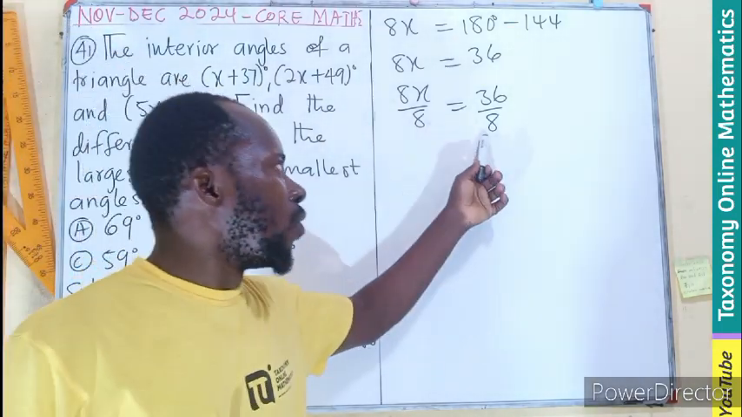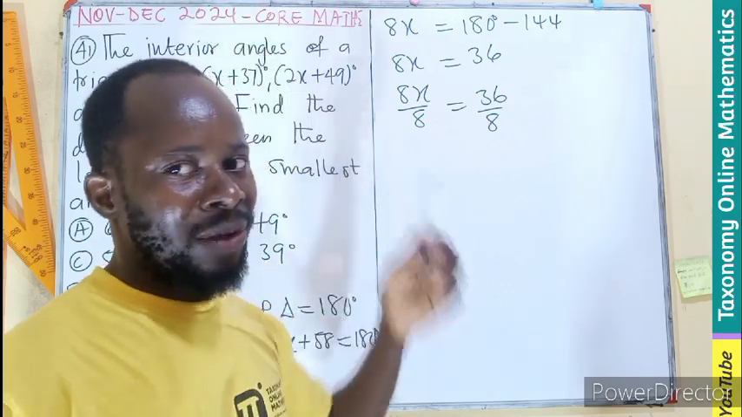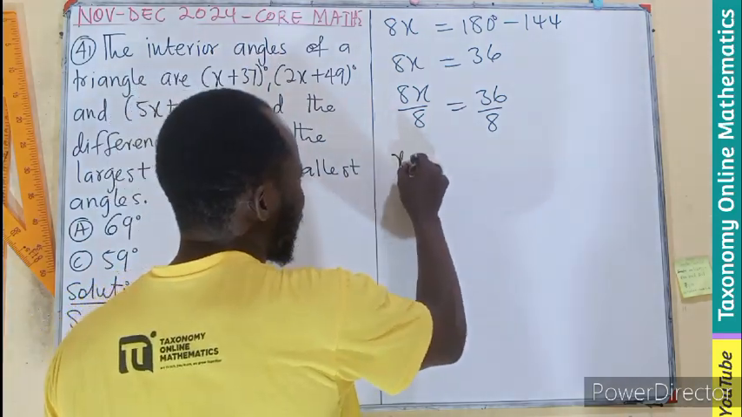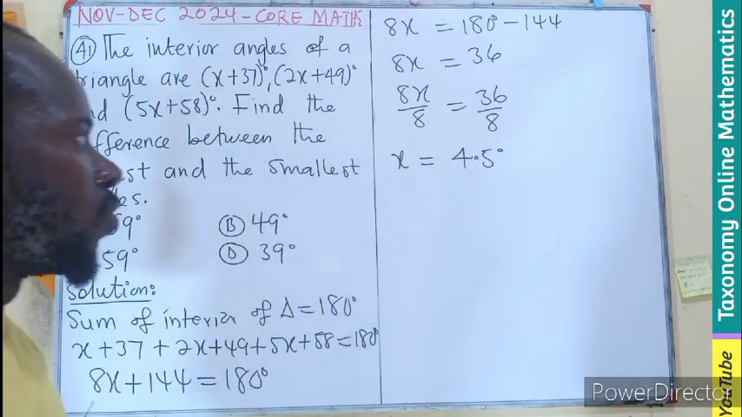Remember, 4 can go into 8 two times, and 4 can go into 36 nine times. So 9 divided by 2 is 4.5. So x is nothing but 4.5 degrees.